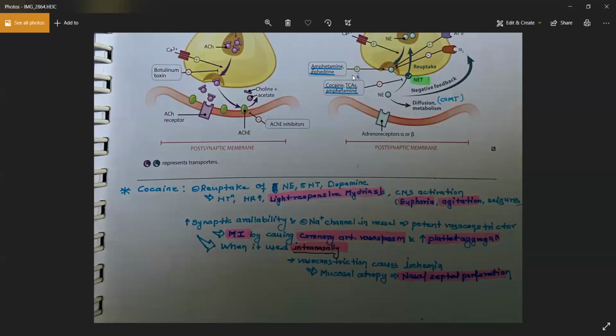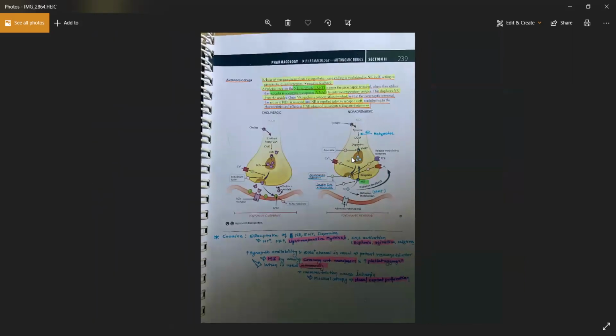Similarly, if you take TCAs or ephedrine, you will get similar symptoms. Every sympathetic system symptom you will get: high BP, high heart rate. And you will also get constipation. Why constipation? Because of the loss of motility and the constriction of the sphincters. You will get constipation in case of cocaine toxicity. So now you can easily understand why these things are happening. Any doubt?